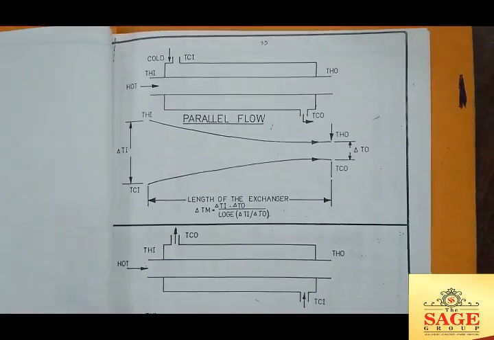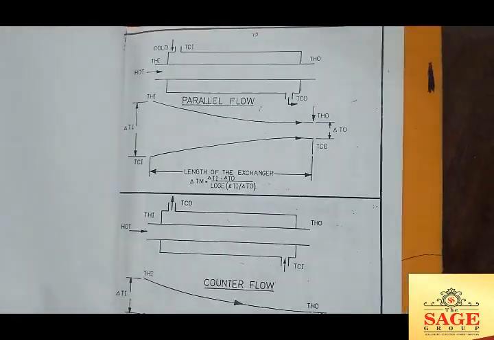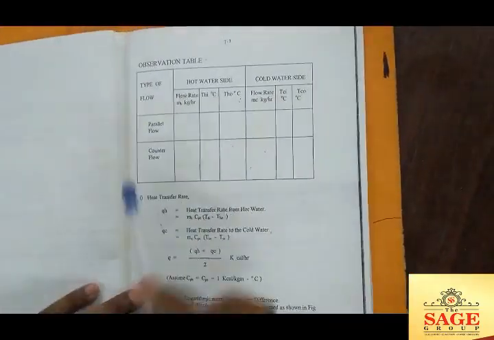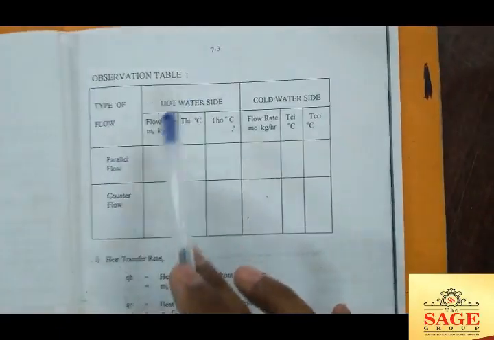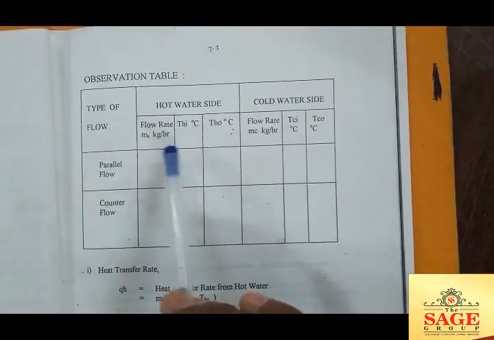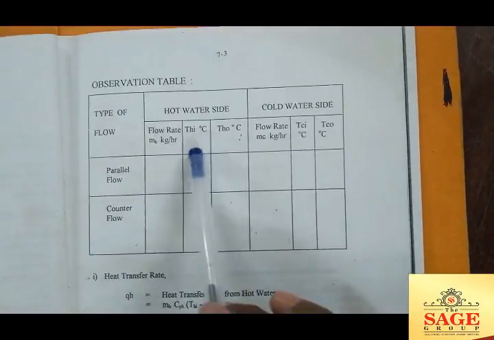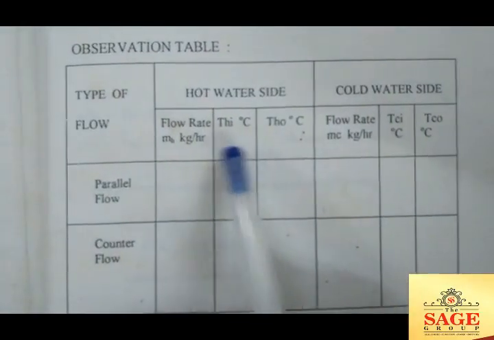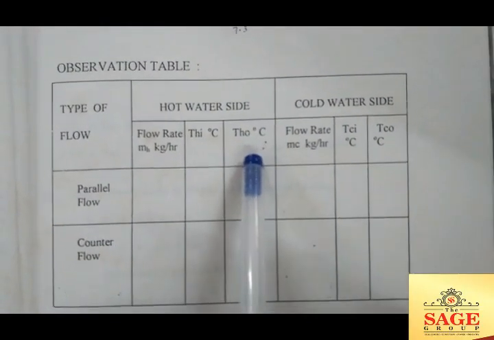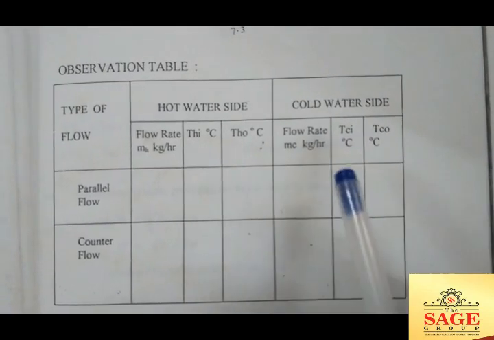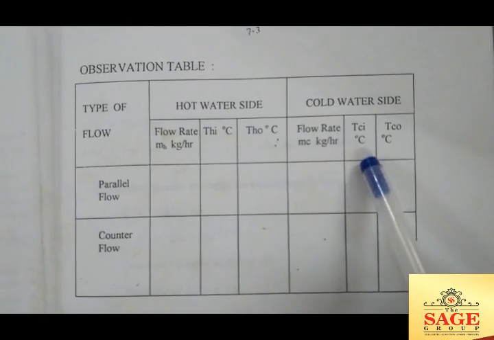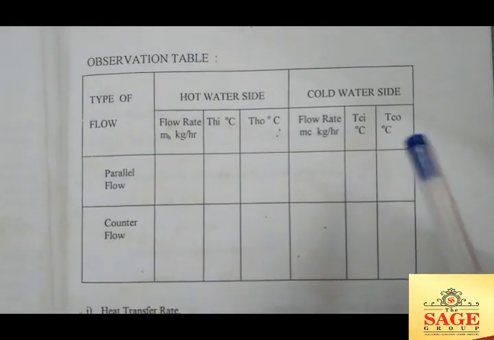Now, what are the observations needed for this experiment? In the observation table for the parallel flow type of heat exchanger, we have to measure the flow rate mH in kg per hour, THI which is the inlet temperature of the hot water, and THO which is the outlet temperature of the hot water. Similarly for the cold water side, we measure the flow rate as well as the inlet and outlet temperatures of the cold water.